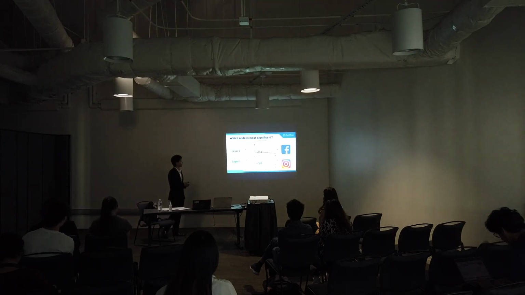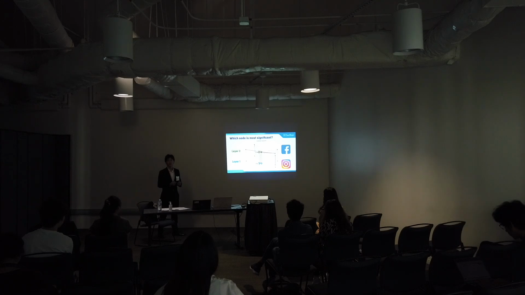And here's the example. Over here, we have 30 nodes with 15 nodes on each layer, with layer 1 representing Instagram and layer 2 representing Facebook.